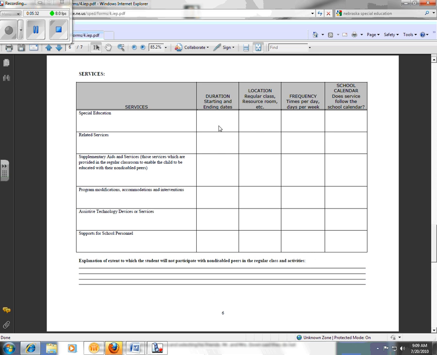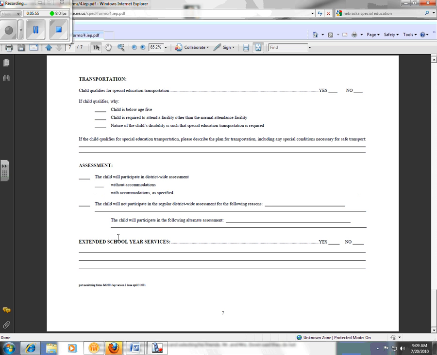The services, when they begin, what location, how often per day, how often per week, what related services. These are where the program modifications and accommodations go, and assistive technologies if you were using this form. Also, whether or not the student gets extended school year here, what accommodations and modifications. And in this case, you don't have to worry about transportation.